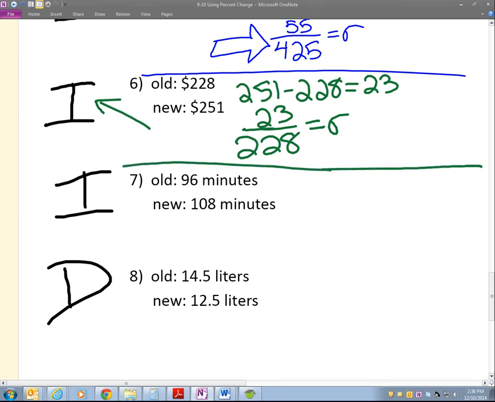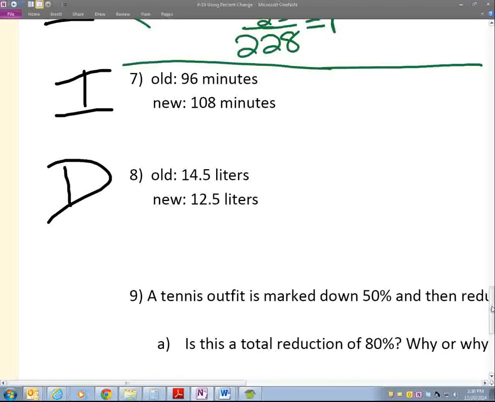I want you to do 7 and 8. I'm going to give you just those simple problems. I'm going to give you 30 seconds. We'll see how you get from there. All you need to do is just set up your change over base equals the rate, because I know that you guys know how to divide.